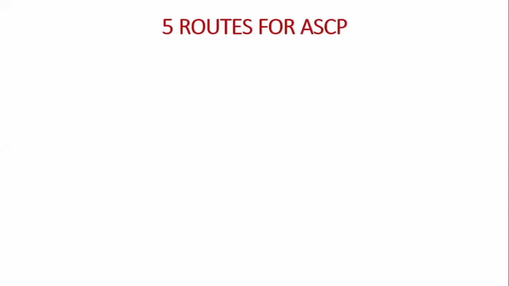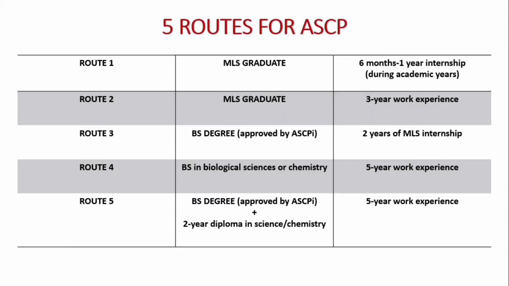Let me make the understanding of these 5 routes for ASCP easier for you. You can select Route 1 if you have completed your bachelor's degree from an approved institute and have 6 months to 1 year training experience in multiple departments during your academic years. Route 2 is for bachelor's degree holders in MLS with 3 years of experience in an accredited laboratory in all departments.